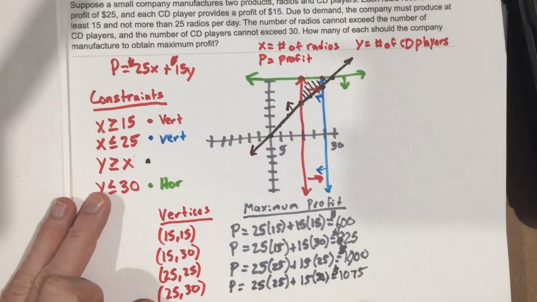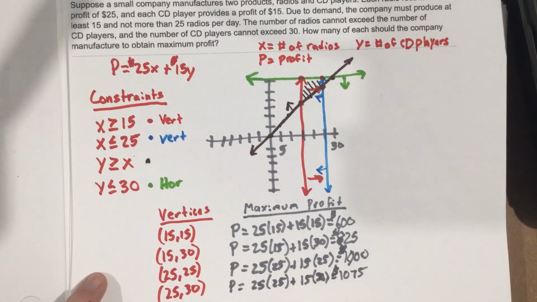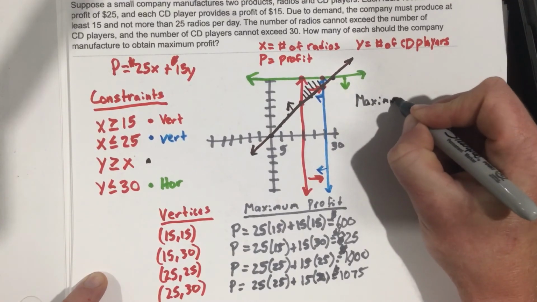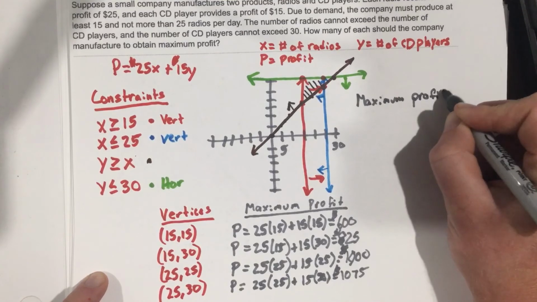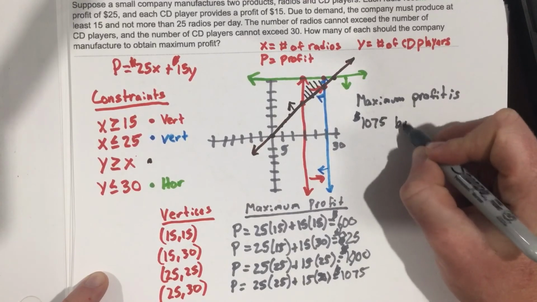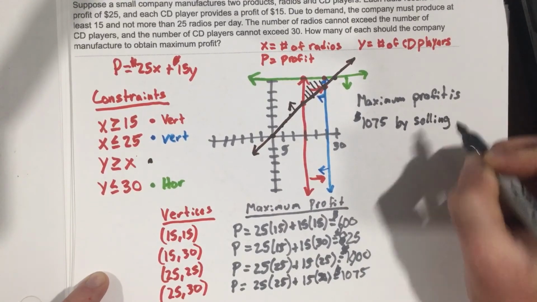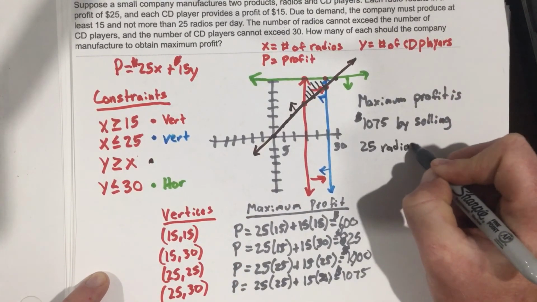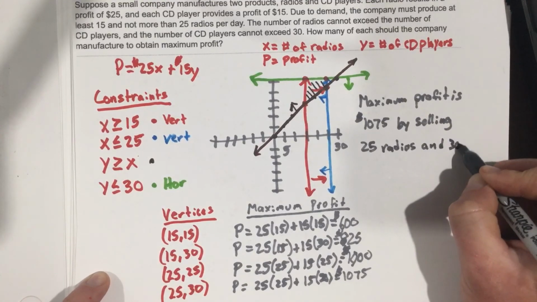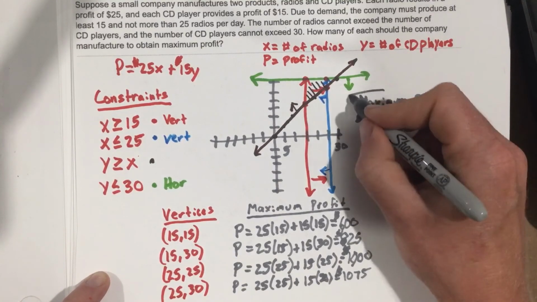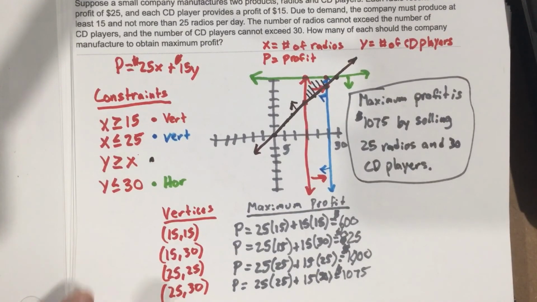So as you can see here, our maximum profit is with the vertice 25, 30. So maximum profit is 1,075 by selling 25 radios and 30 CD players. Hope that makes sense. Kind of a long problem, but a good problem.